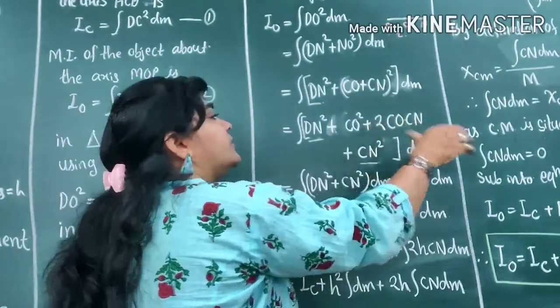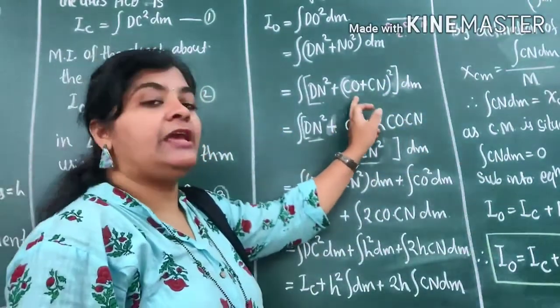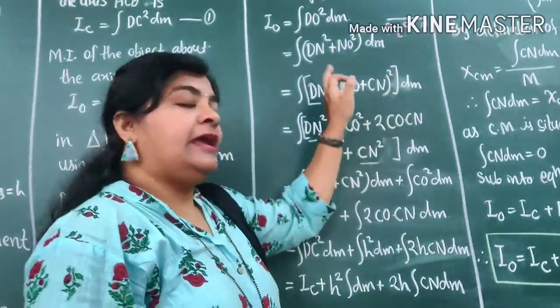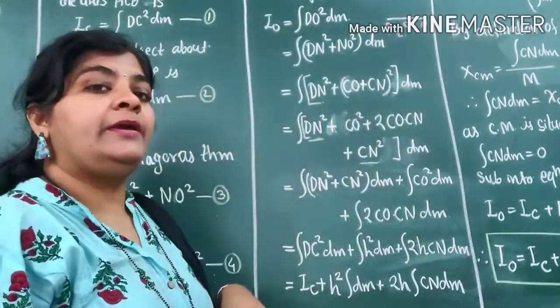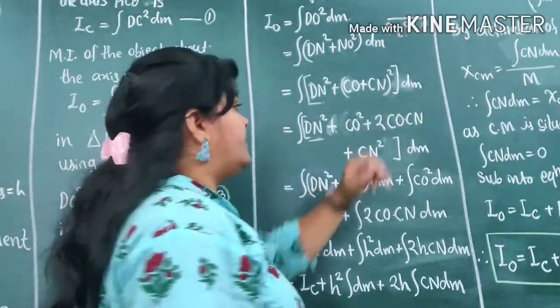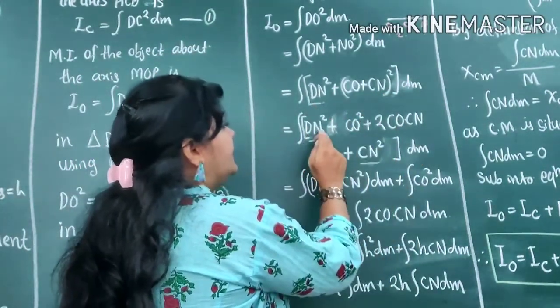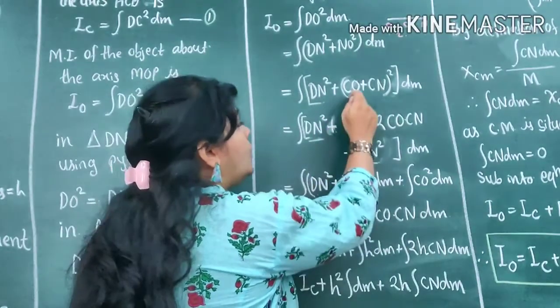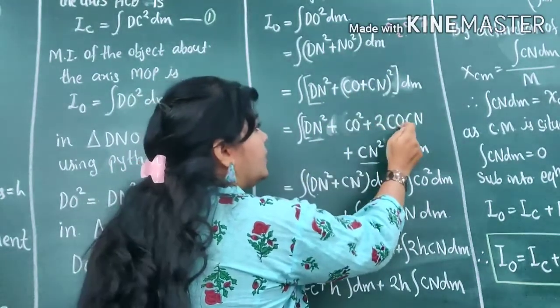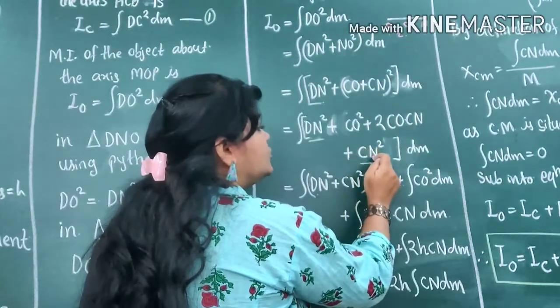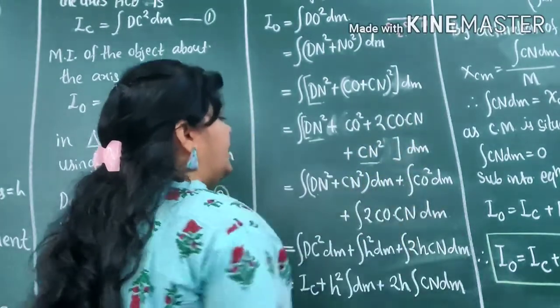Now use the trigonometry formula for (A plus B) whole square, which is A square plus 2AB plus B square. After that, opening this bracket, we get DN square plus CN square plus 2 CN into DN.